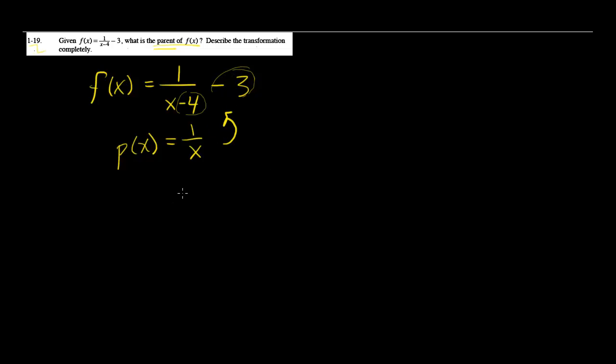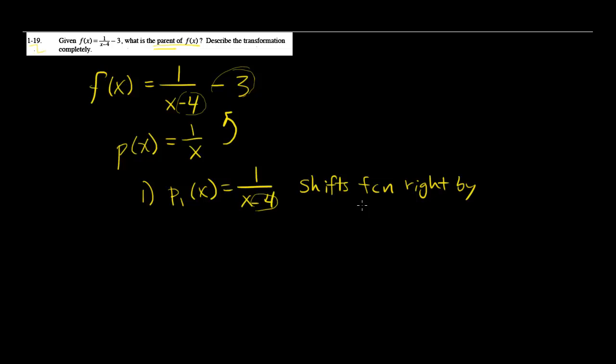If you remember from the previous problems, when you subtract 4 from x, let's say first, p1 of x is going to be 1 over x minus 4. Now what this does is shift the function, because it's minus, to the right. By how many units? 4 units.